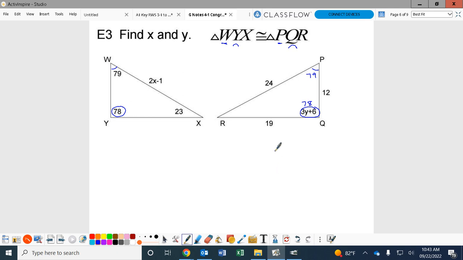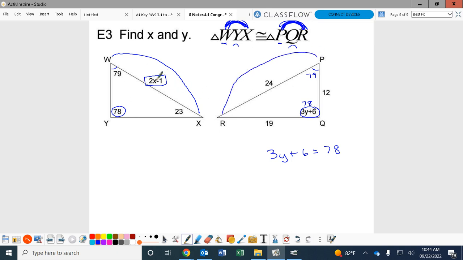So guys, y'all see you've got your first equation. 3y plus 6 is going to be equal to 78. Pretty straightforward. If we look at the sides, because guys, look where your x is. This is what we're trying to find something to match up with. The 2x minus 1 is between W and X. W and X are the first one and the last one up here. That's going to match up with the first and last one up here, which is going to be P and R. So do you see that the 2x minus 1 is going to match up with the 24?